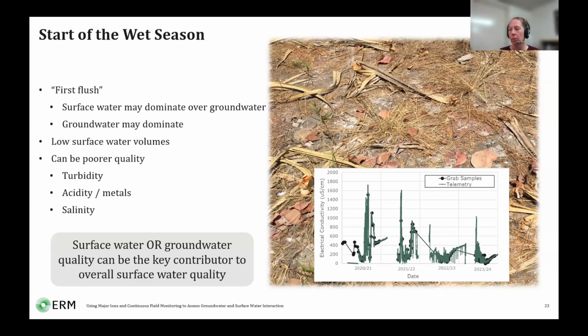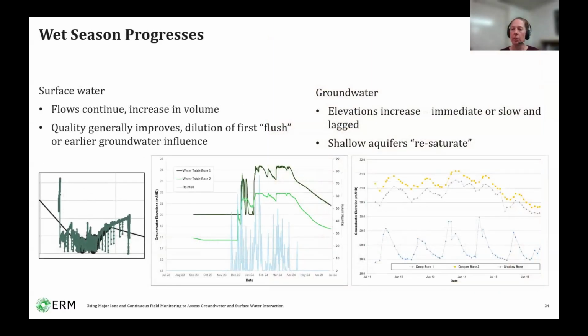As the wet season progresses for surface water, on the next slide, flows continue to increase in level and volume. This typically leads to improved surface water quality during the middle of the wet season. Rainfall dilutes contaminants like acid and alkalinity, salts and metals that were higher in concentration during that first flush, or the early groundwater influences that we saw at the start of the wet season. This is an inset of that salinity graph from the previous slide that shows the improved salinity after you have that first flush or that first peak response. At this time, surface water elevations might be higher than the groundwater elevations, and there's a potential for recharge of groundwater by surface water, such as I talked through in that flooding example.